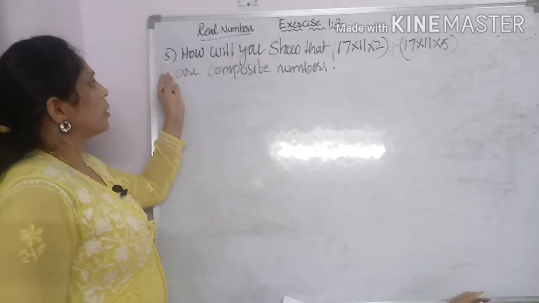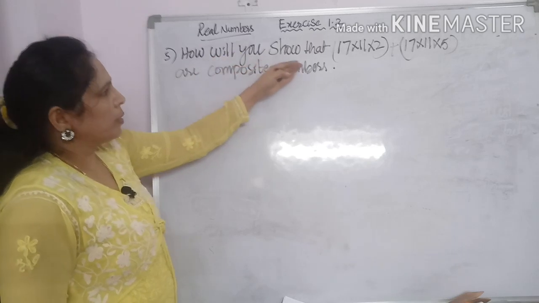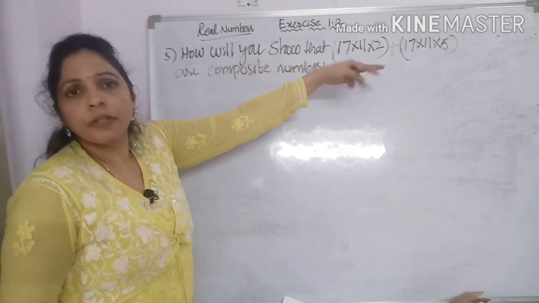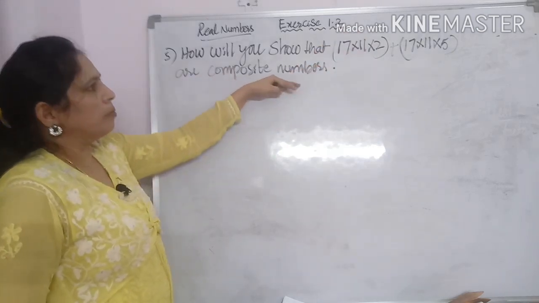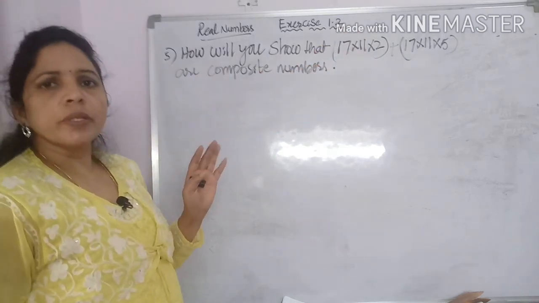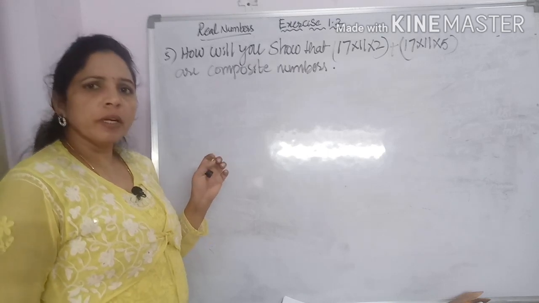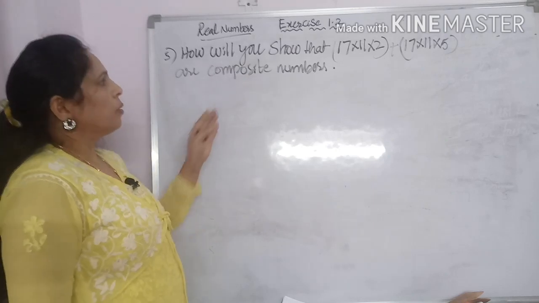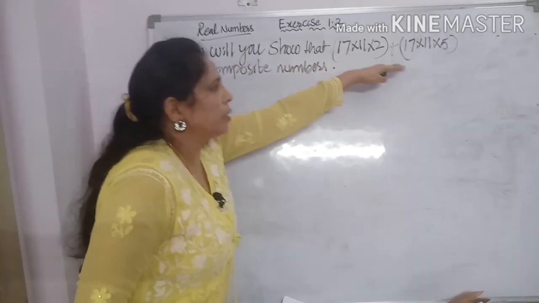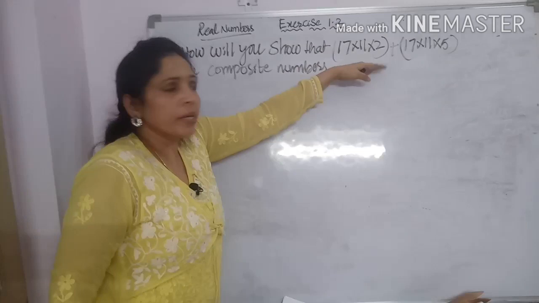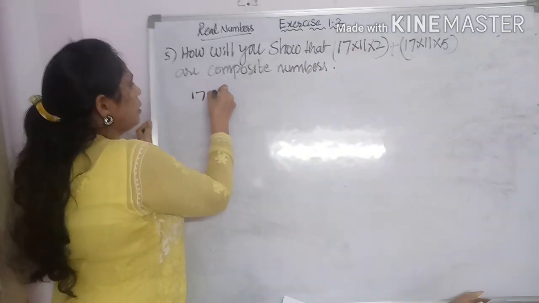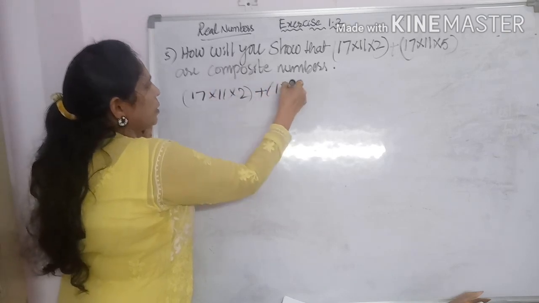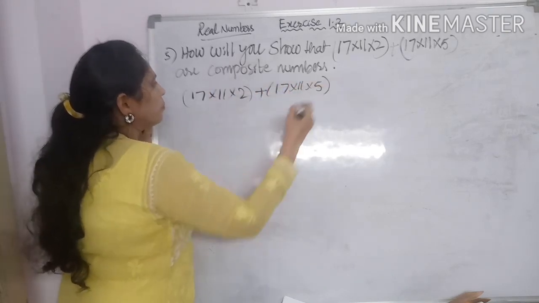Students, come to the next sum. How will you show that 17 into 11 into 2 plus 17 into 11 into 5 are composite numbers? We have known what composite numbers are. Any composite number can be expressed as the product of primes. So, there are two terms in this whole number. Take 17 into 11 into 2 plus 17 into 11 into 5.